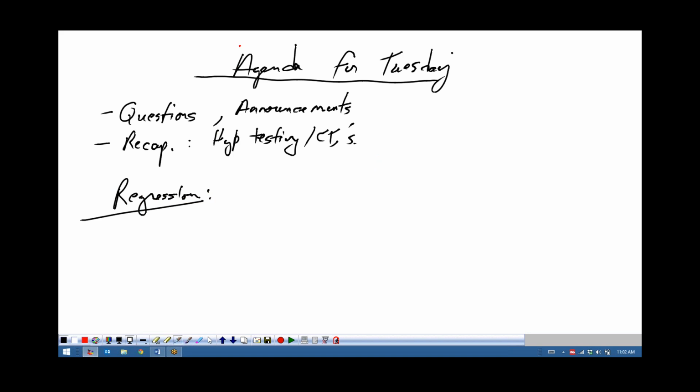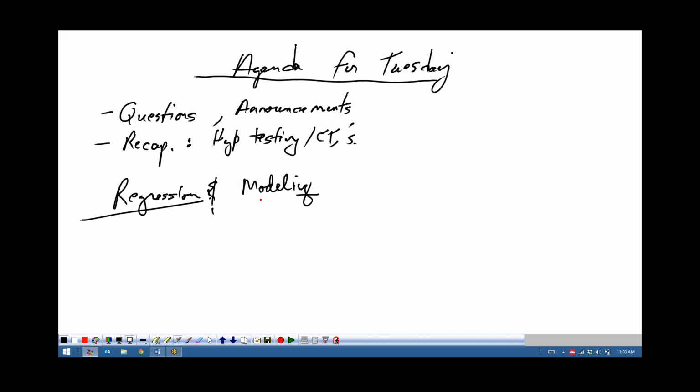Excellent. So here's the agenda for today. Essentially, I want to cover any questions that you have, and then just a couple of the usual logistics announcements. Then I want to take a tiny amount of time to recap hypothesis testing and confidence intervals, and give you a paradigm that may help when you're putting together that framework. And then today is all about regression and modeling.